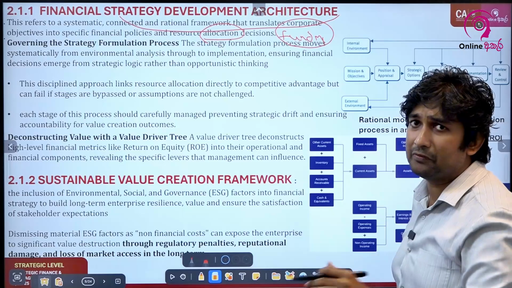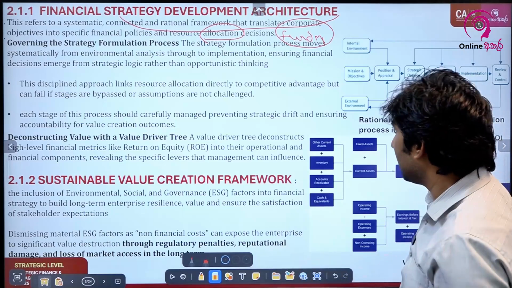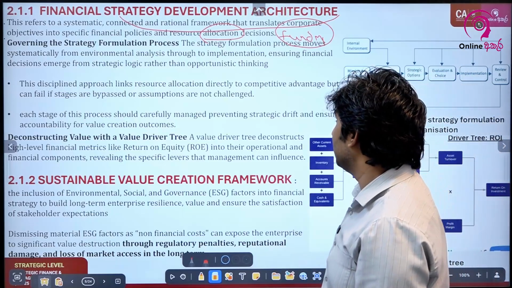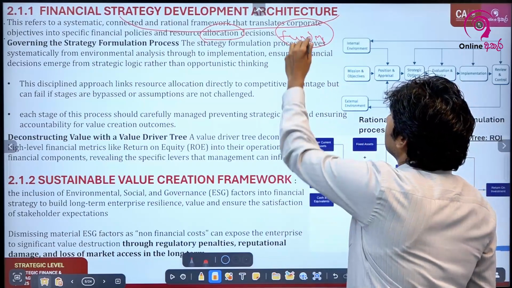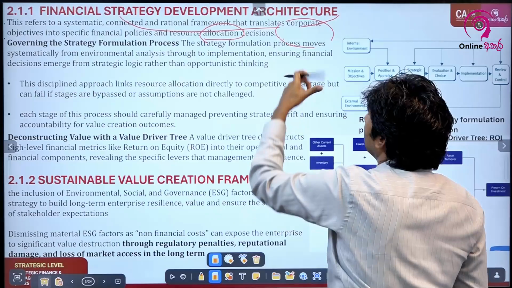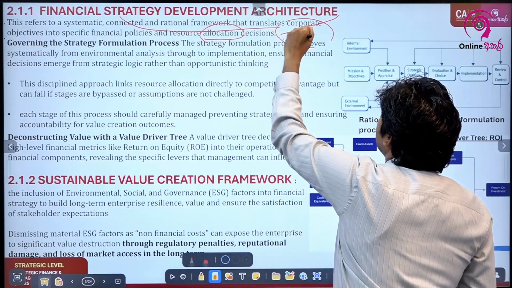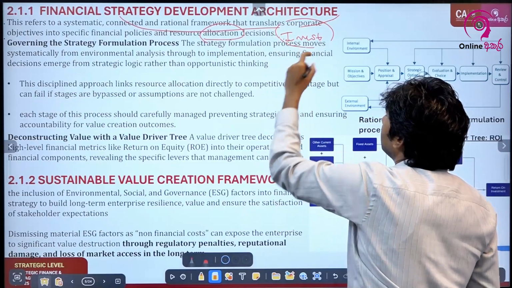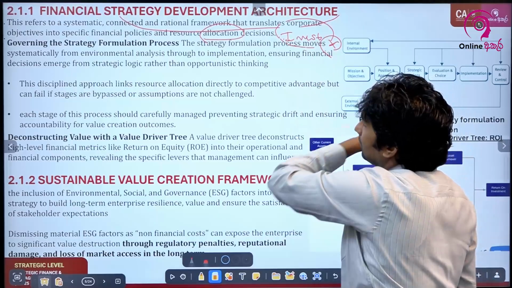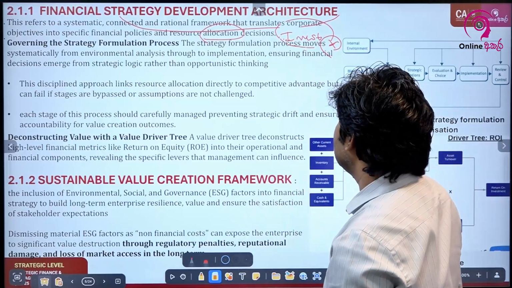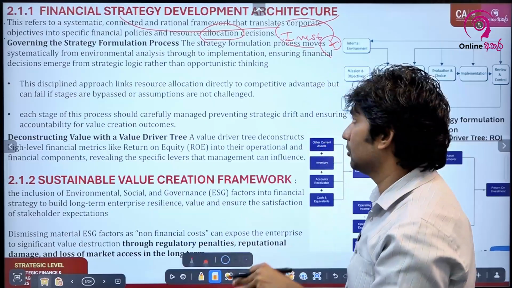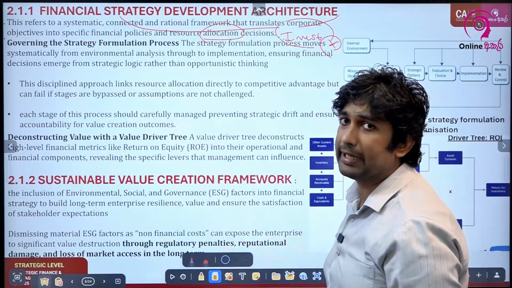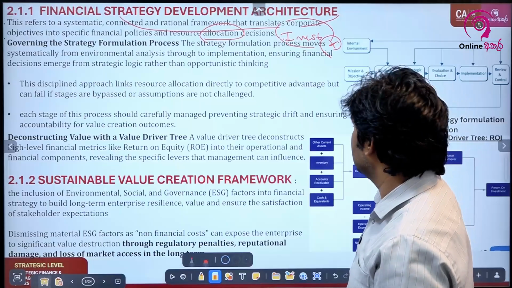When it comes to where we need to invest money, when it comes to where we invest our money, would that help us to achieve our end strategic objectives?